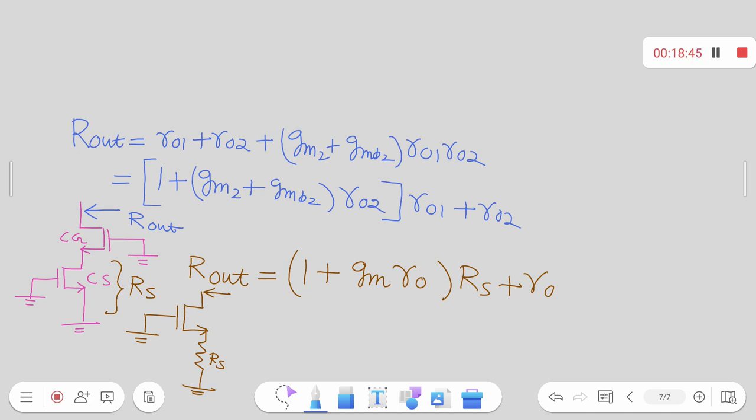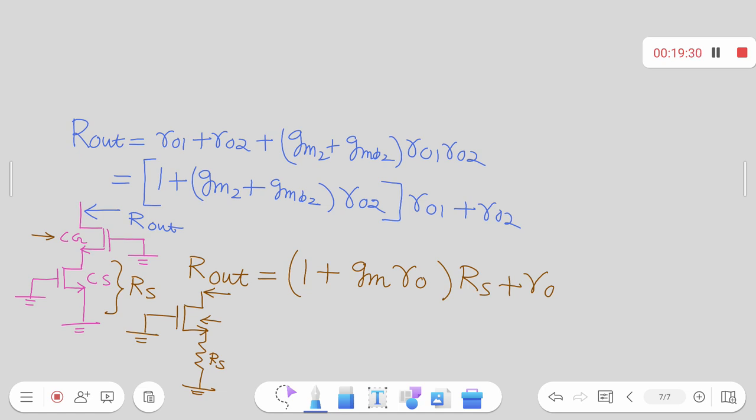Now surprisingly, while calculating the output resistance for a cascade, I mean common source, common gate cascade, which is a cascode amplifier, I've got the same small signal model. So this amplifying device over here, this MOS, and this MOS, they can be thought to be identical. And this resistance RS is represented by this common source amplifier. Now if I go back to the expression, it is 1 plus gm2 plus gmb2, gm of the amplifying device.